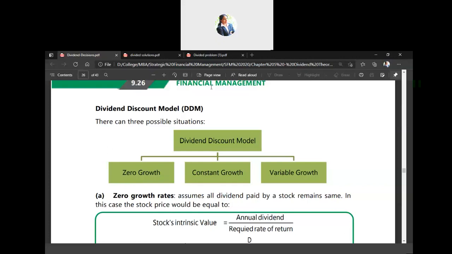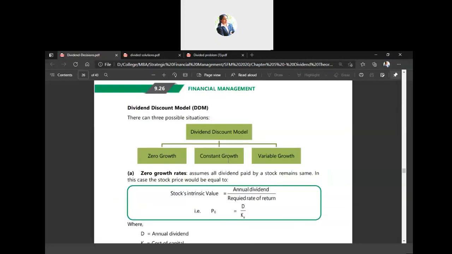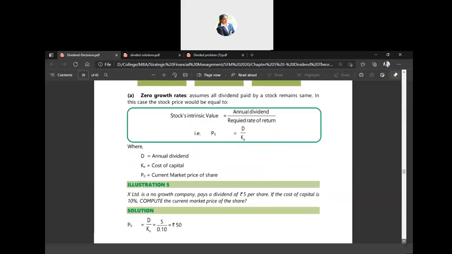And therefore, under such a circumstance where a dividend shall never grow, the intrinsic value of the stock shall be annual dividend divided by the required rate of return. That is, P0 is equal to D divided by K, where D represents annual dividend, K represents cost of capital, and P0 represents the price of the share.